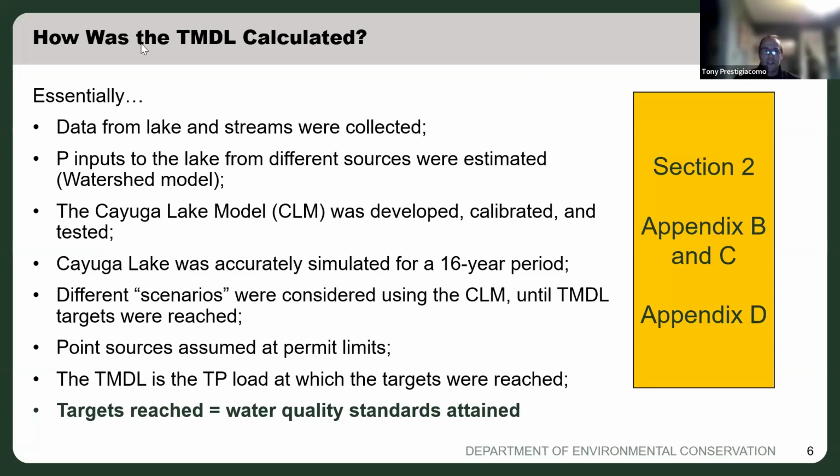All of that is done in the TMDL document and outlined in Section 2, and then Appendices B and C describe the model, and Appendix D talks through in more detail the various scenarios that were looked at to determine the total maximum daily load that the lake could receive and still maintain water quality standards.